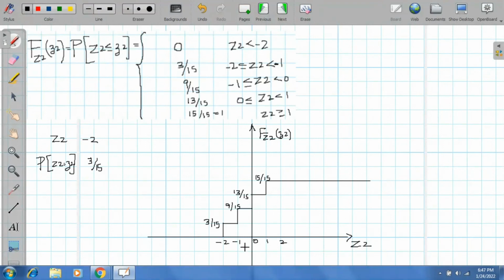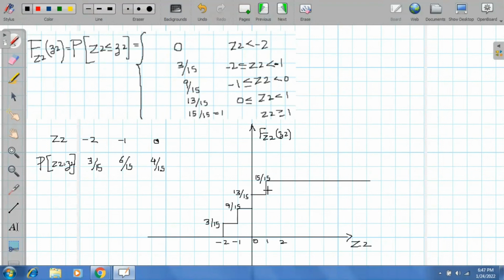Similarly, when Z2 is -1, there is a step change here. So the probability when Z2 is -1 is equal to 9 by 15 minus 3 by 15, so it's 6 by 15. Similarly, when Z2 is 0, there is a step change. The size of the step change is 13 by 15 minus 9 by 15, which is 4 by 15. So its probability is 4 by 15.